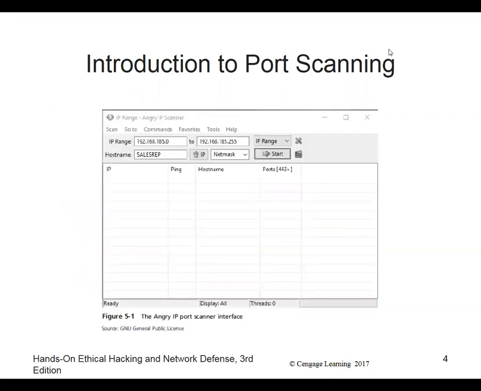Okay. Here's Angry IP Scanner. It works. It's not a great one. It literally just does a ping scan and says if the machines are there. Really all it does.